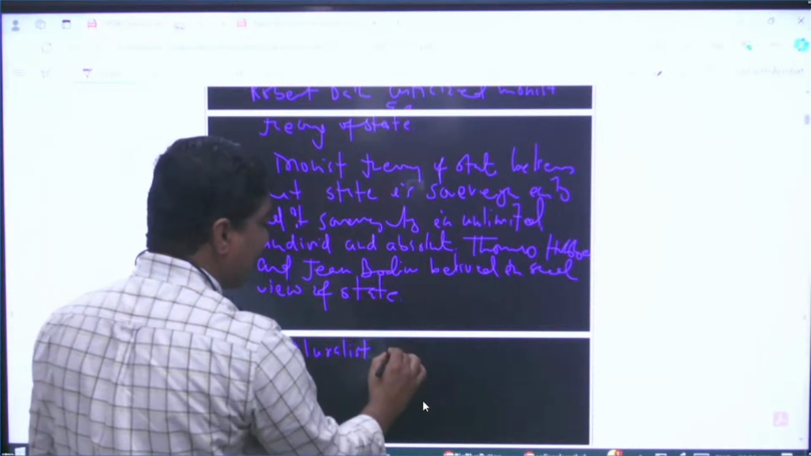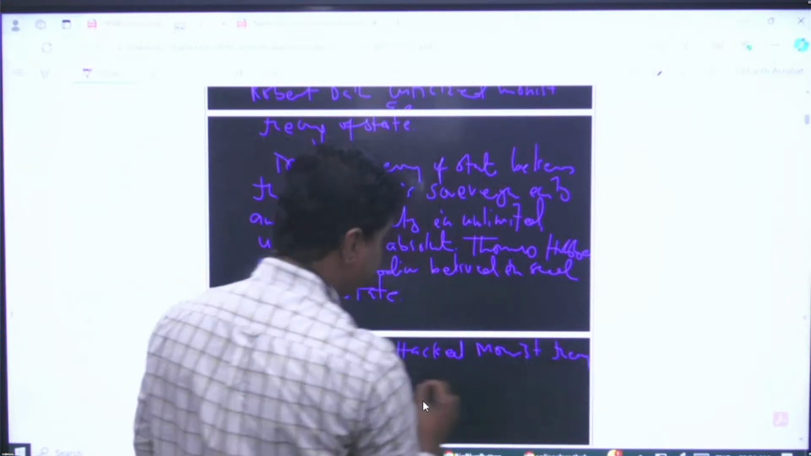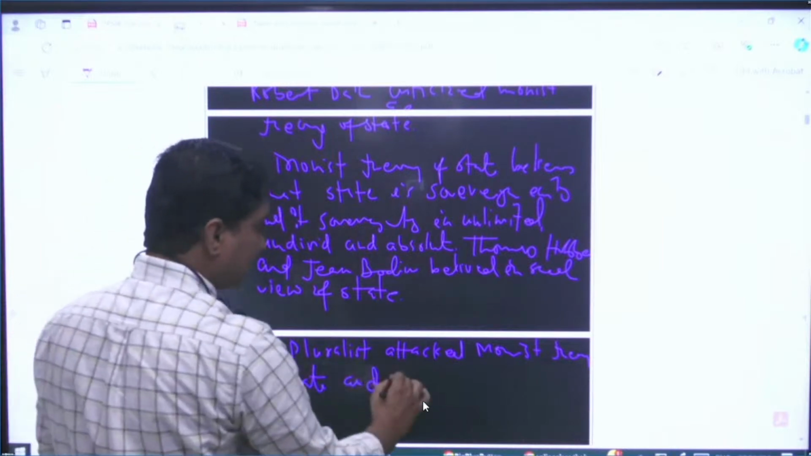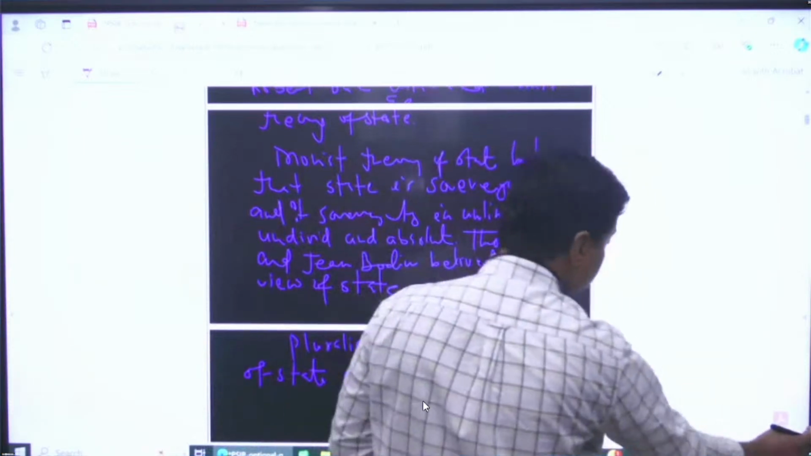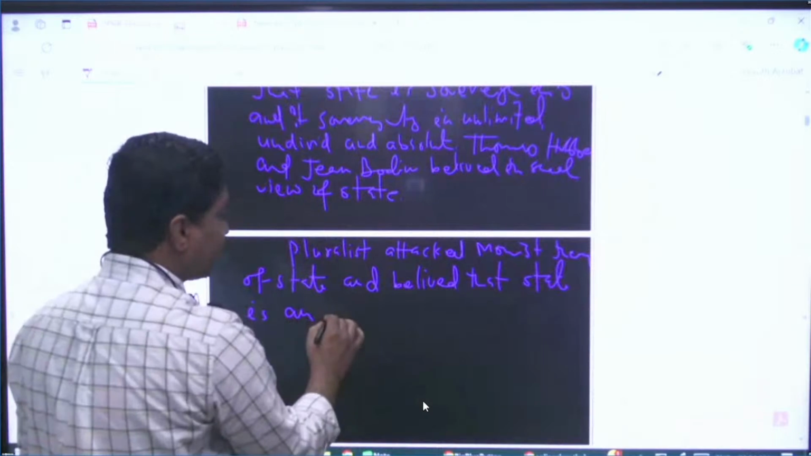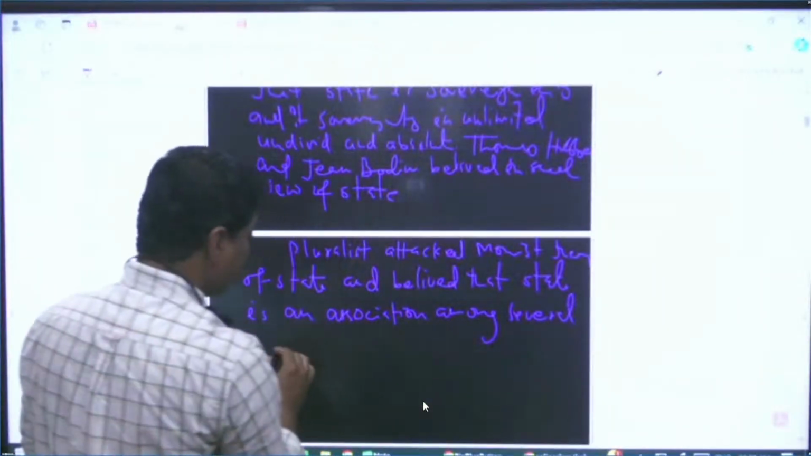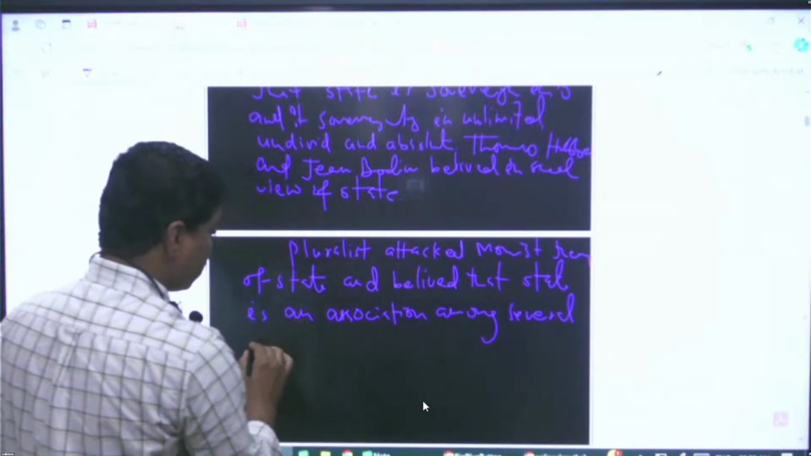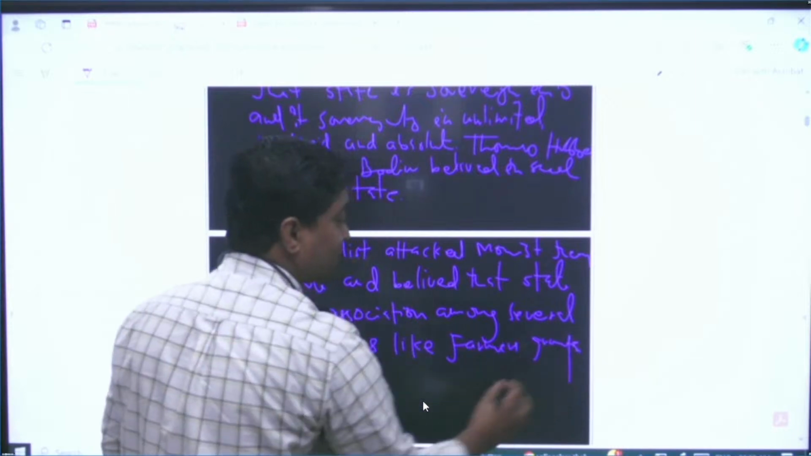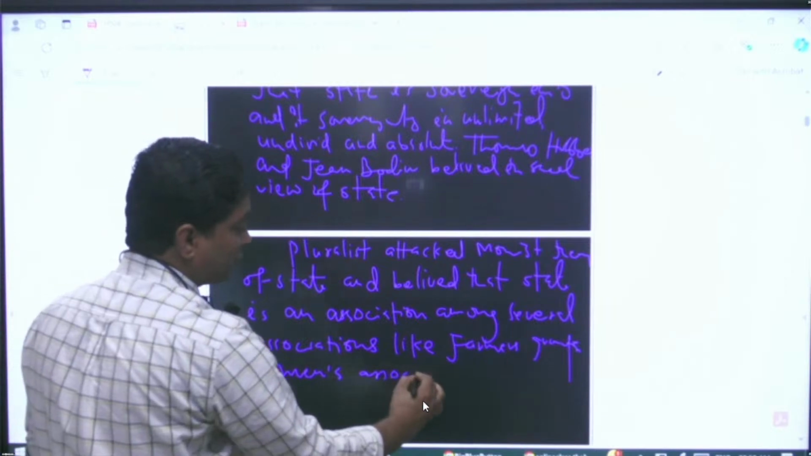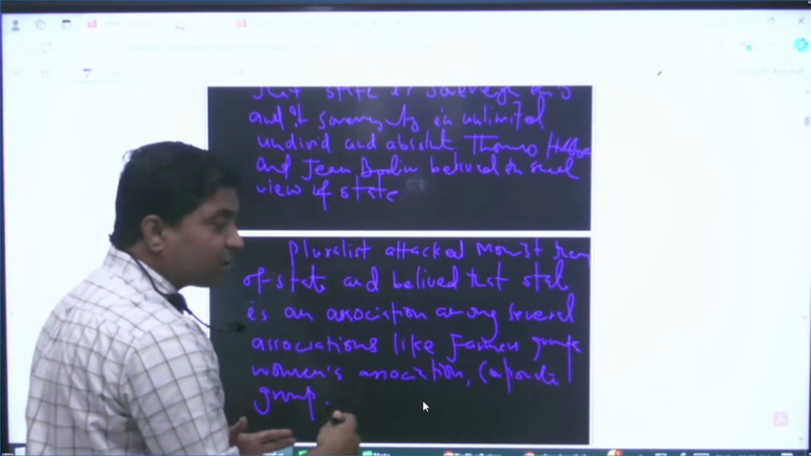Pluralists attacked the monistic theory of state and believed that a state is an association among several associations. Several associations like farmers' groups, women's associations, corporate groups, right? Therefore, there is a pluralistic nature of society.